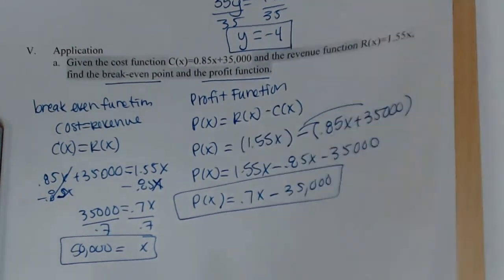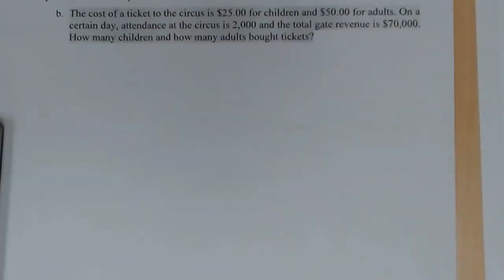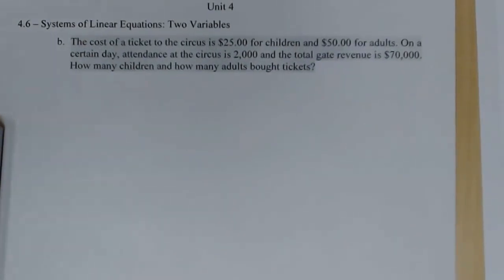Now the last example I want to do is I want to create a system of equations, and then I want to solve it with you using one of our two methods. So it says the cost of a ticket to the circus is $25 for children and $50 for adults. On a certain day, attendance at the circus is 2,000. The total gate revenue is 70,000. How many children, how many adults bought tickets?